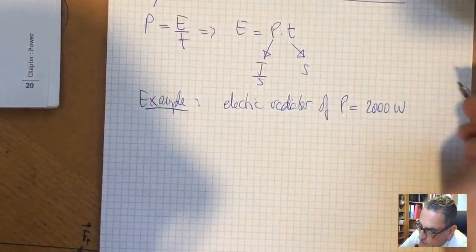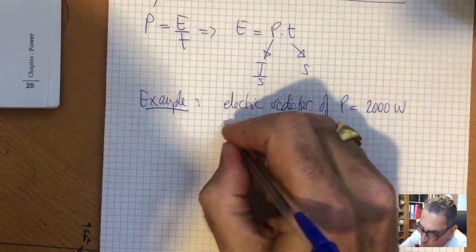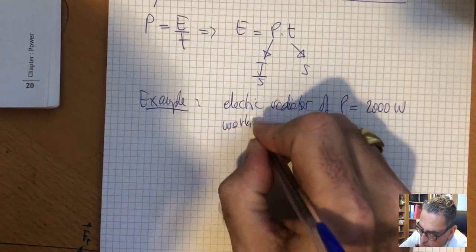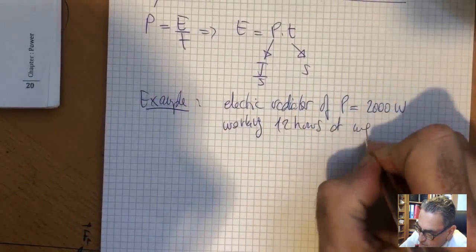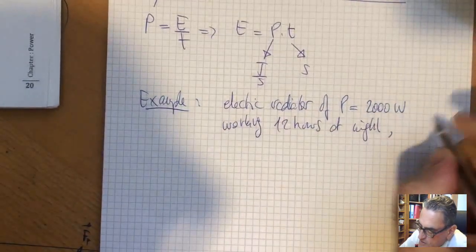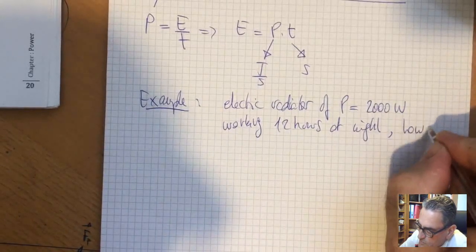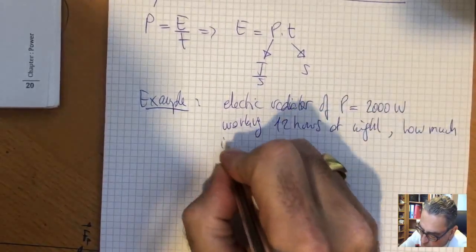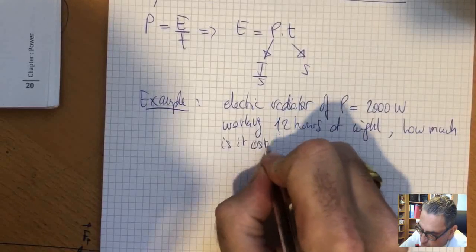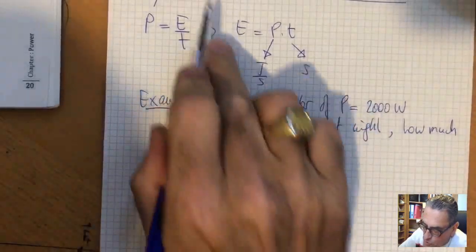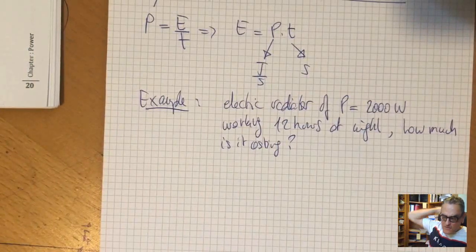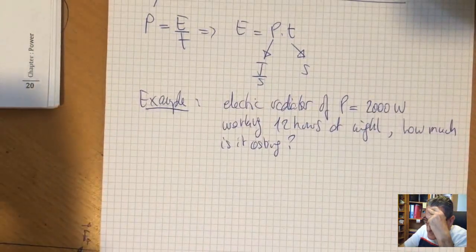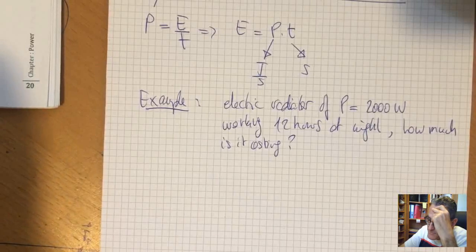An electric radiator of this power working 12 hours at night, how much is it going to cost you? Okay? At 20 cents per kilowatt hour. Try to do this calculation and tell me.